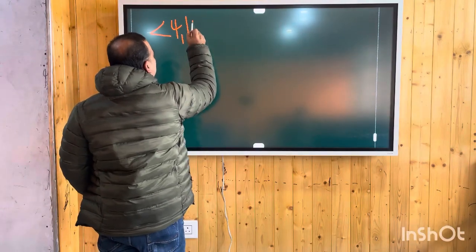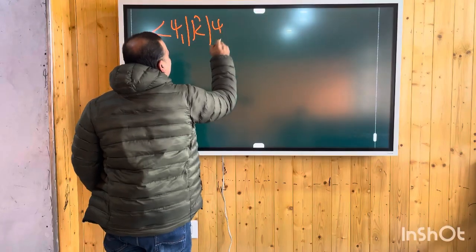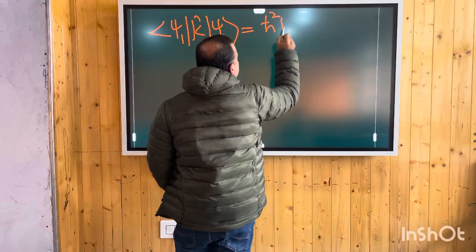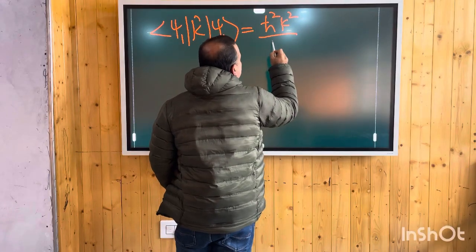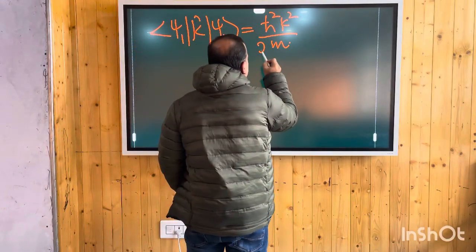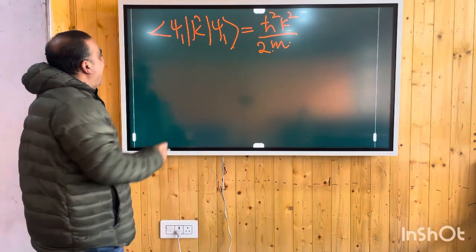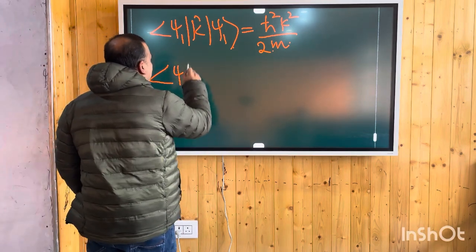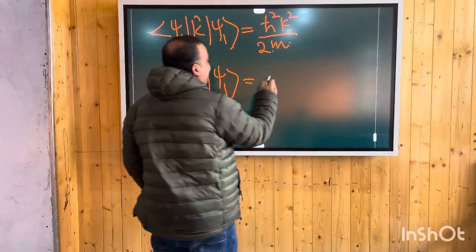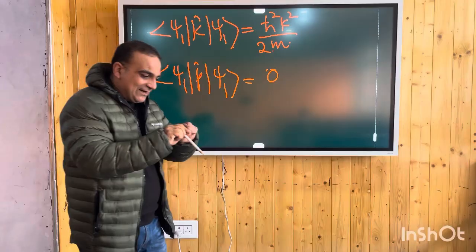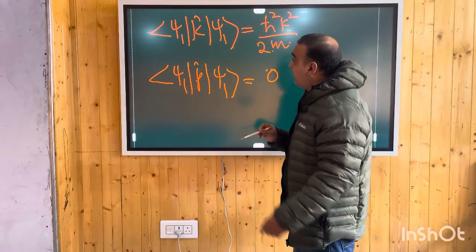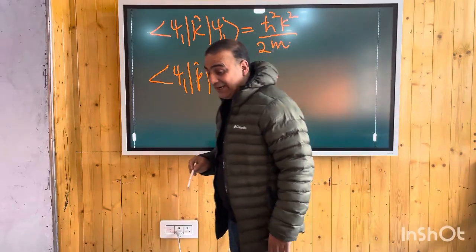Now this is a basic question. You have calculated the kinetic energy, and that is coming out to be h bar square k square by 2m. Fine. And what about the expectation value of the momentum? The expectation value of the momentum is 0. That means the particle has expectation value of momentum 0, but at the same time, it has kinetic energy.